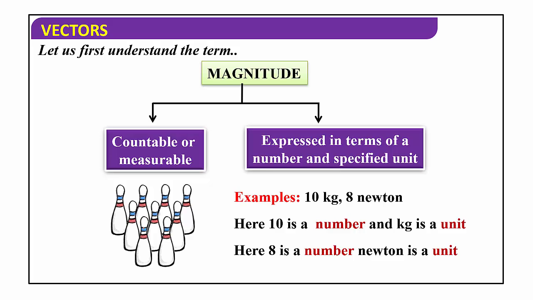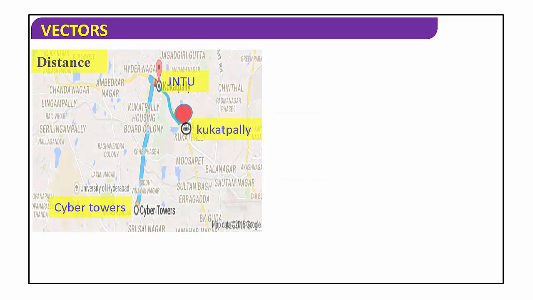So magnitude should have a number, and we have to express it in terms of a specific unit. For example, I am going to measure the length of the rod, 5 meter. What is the length of the rod? 5 meter. Easily we are going to measure the length. This is a magnitude. Is it clear?